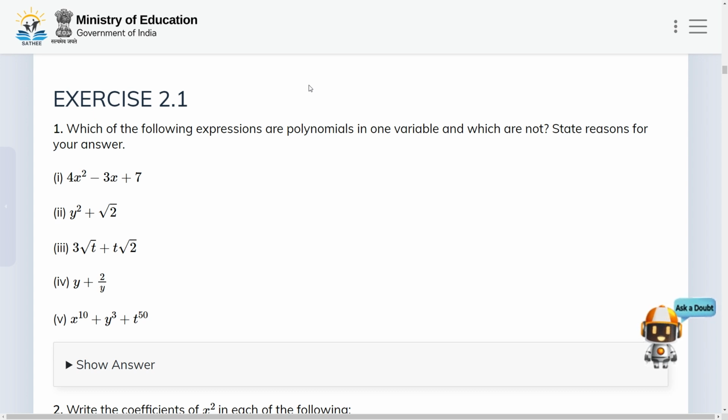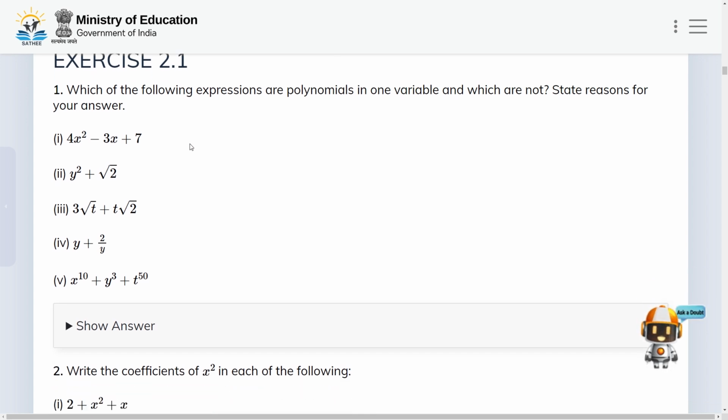So in the first question, we have to find which of the following expressions are polynomials in one variable and which are not, and state reasons for our answer. So let us see the first one: 4x square minus 3x plus 7. Let us check whether this expression is a polynomial in one variable or not. So let us see the answer.